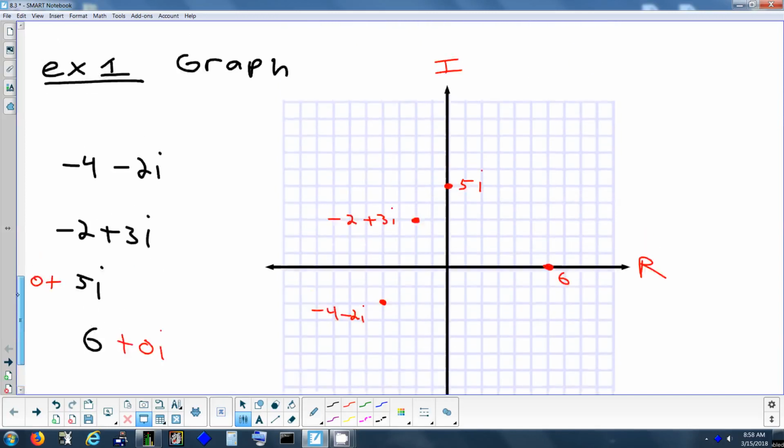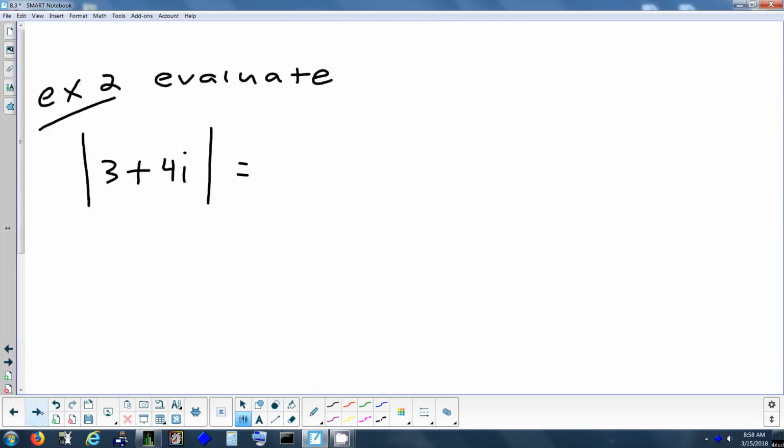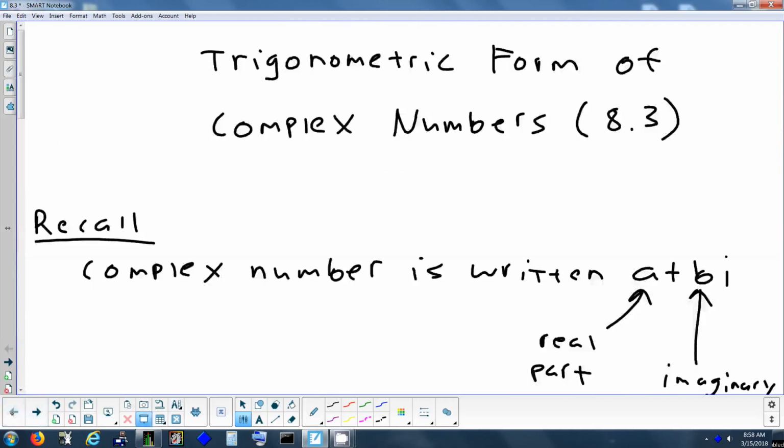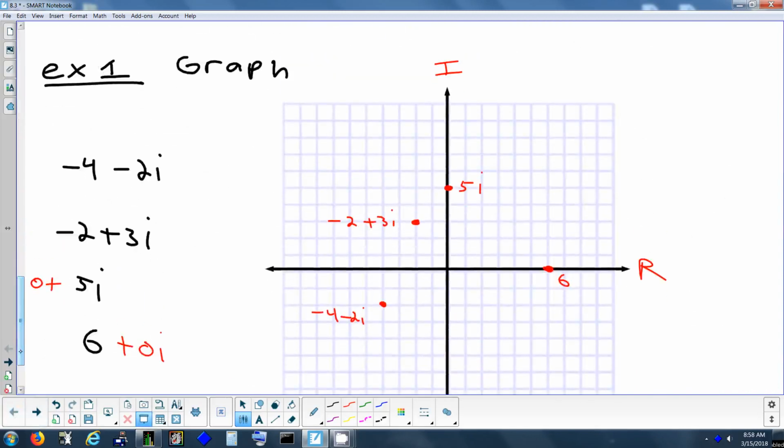Next thing we're going to look at is absolute value. You can find the absolute value of a complex number, and that's going to be something we do next. How can you define absolute value? What's one way to define it? The distance of a point from 0. That's a geometric definition of it: the distance that a point is from 0 on a number line.